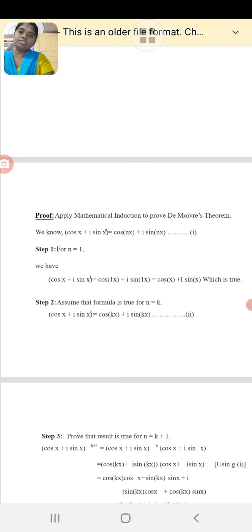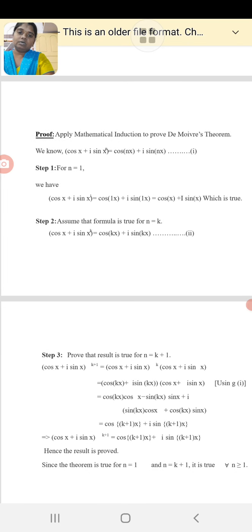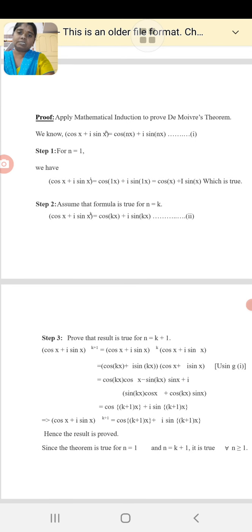Step 1, for n = 1, we have (cos x + i sin x)^1 = cos 1x + i sin 1x, which is equal to cos x + i sin x, which is true. For step 2, put n = k. After substituting n = k in equation 1, we get (cos x + i sin x)^k = cos kx + i sin kx.